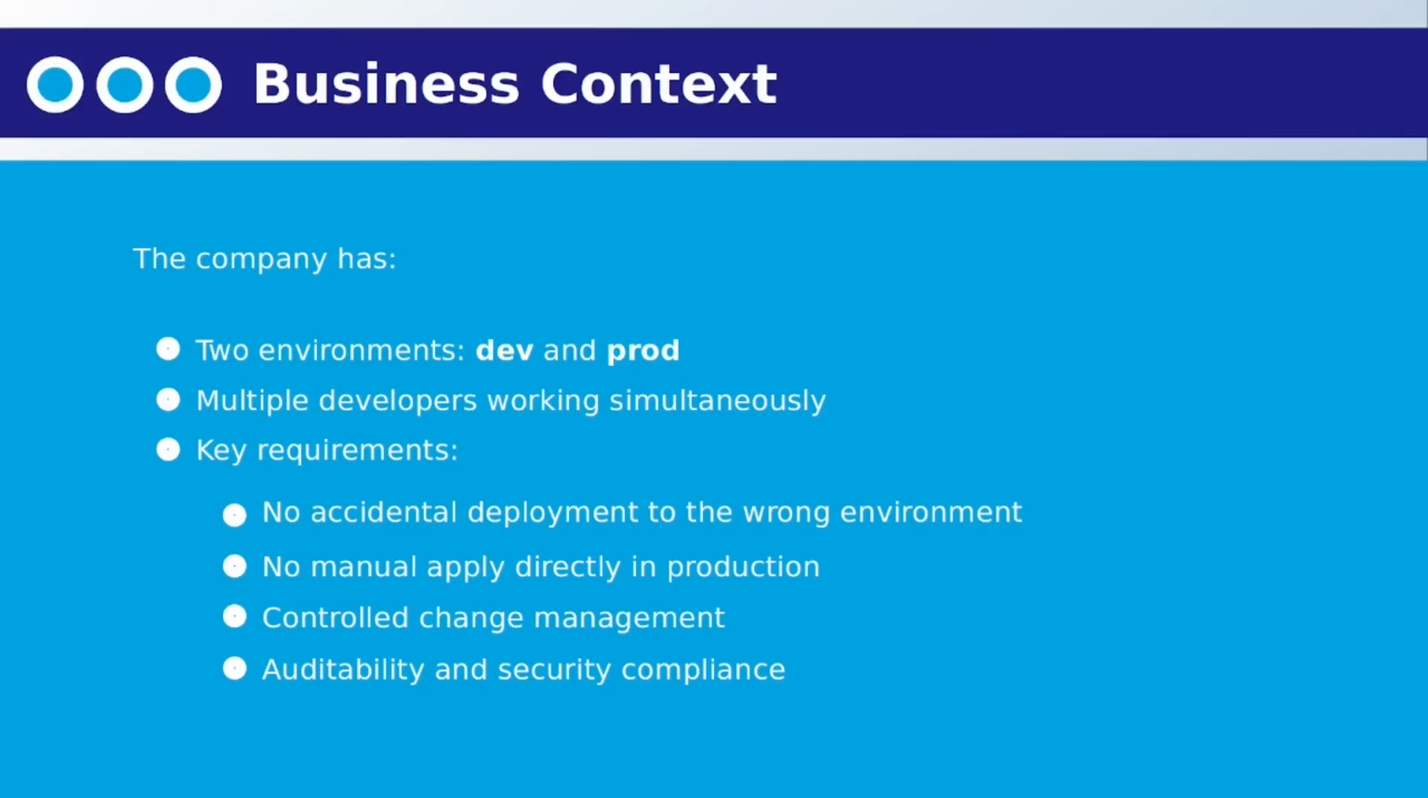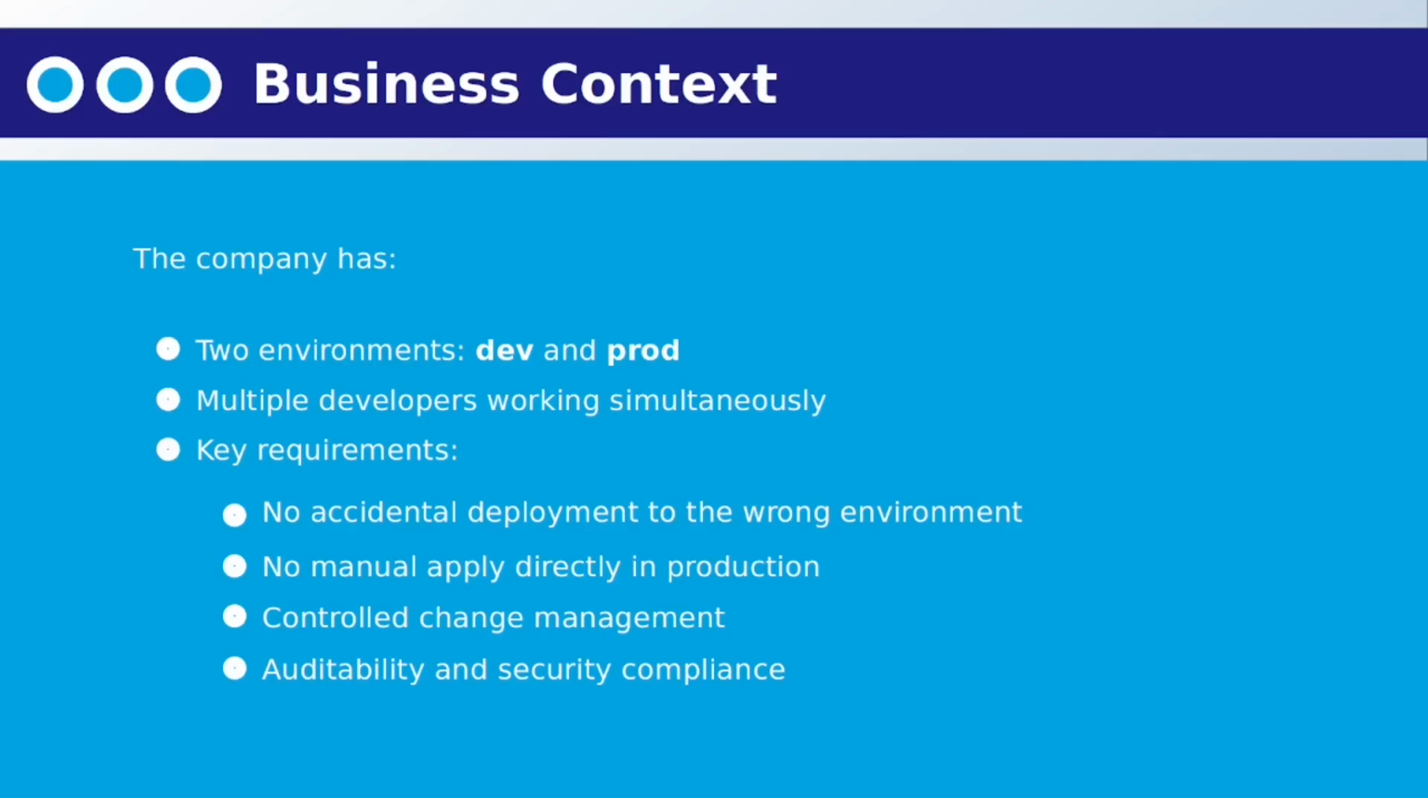Business context. Let's start with a real business scenario. Imagine a company that has a dev environment, a production environment, and multiple developers working at the same time. Now the company has some important requirements. No one should suddenly deploy to production. No one should run manual changes in production. All changes must be reviewed. Every change must be traceable. Security policies must be enforced.